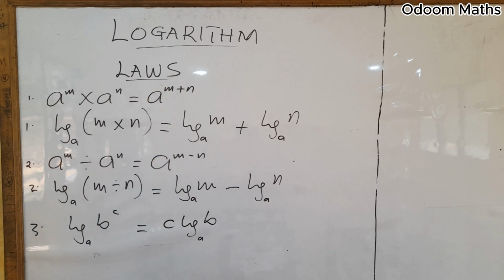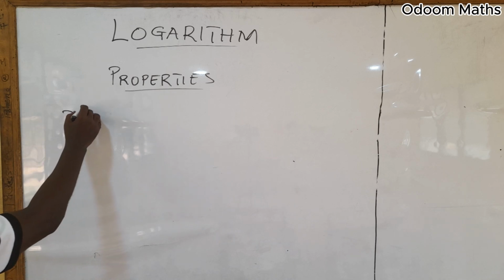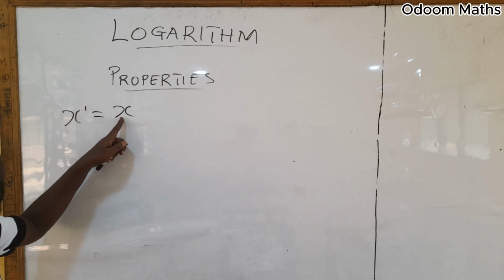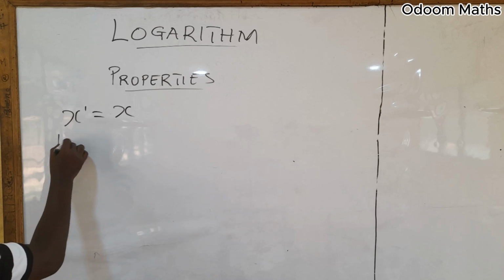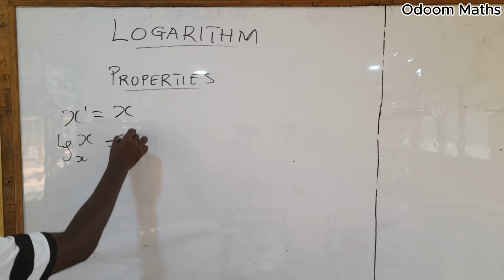Now let's look at some 2 or 3 properties in addition to the laws. Then we continue. Now let's look at this scenario. When you have x to the power 1, it is the same as x. Can we change this to logarithm? Yes. So that is log x base x is equal to 1.